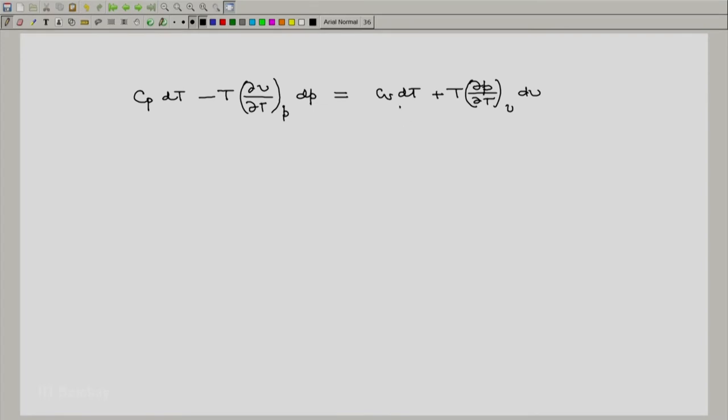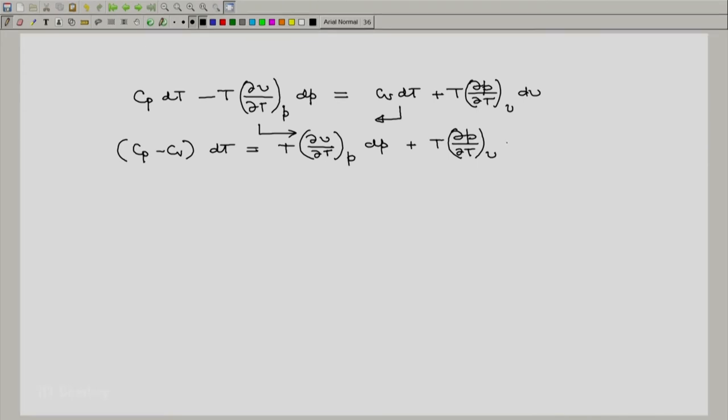Now, let us transpose this term to the left hand side and this term to the right hand side. So that terms containing dT are on the left hand side and those containing dP and dV are on the right hand side. Since dT is common on the left hand side now, we can write Cp minus Cv into dT equal to T partial of V with respect to T at constant P dP plus T partial of P with respect to T at constant V dV.